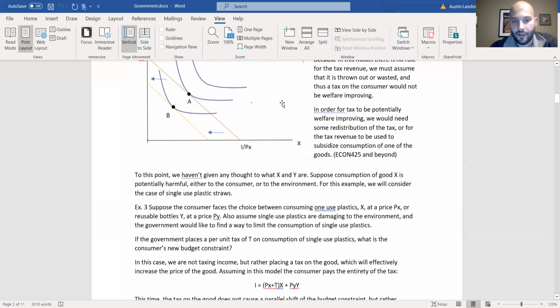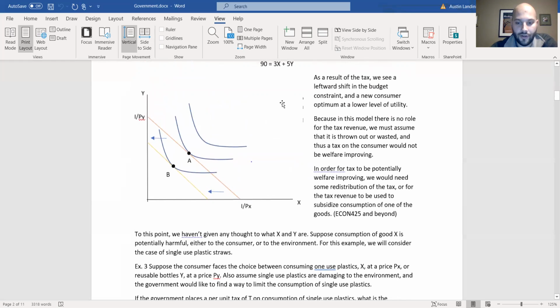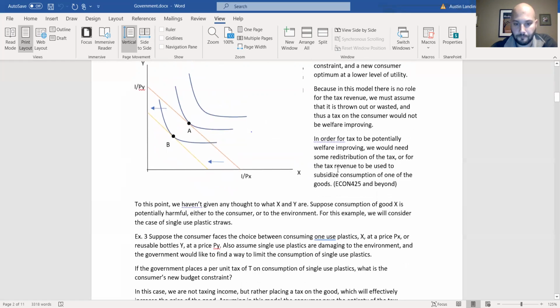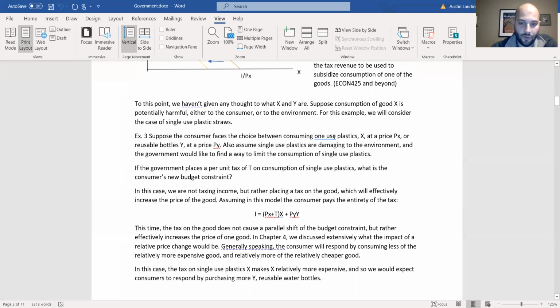So we haven't given any thought to this point to what goods X and Y are. Suppose good X is potentially harmful either to the consumer or to the environment. The example I've chosen is single-use plastic straws. So the consumer faces the choice between single-use plastics at a price PX, or reusable bottles at a price PY. Also assume single-use plastics are damaging to the environment, so the government just wants to find a way to limit the consumption.